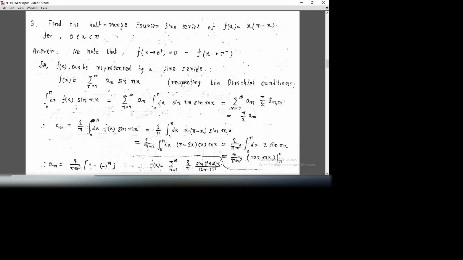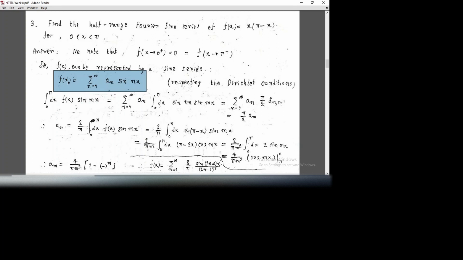So let me state that like this. f(x) can be represented by a sine series. So this is our sine series: f(x) equals the summation n going from 1 to infinity of a_n sine nx, and you see this respects the Dirichlet boundary conditions. Because if you simply put x equal to 0 in this series, what will you get?